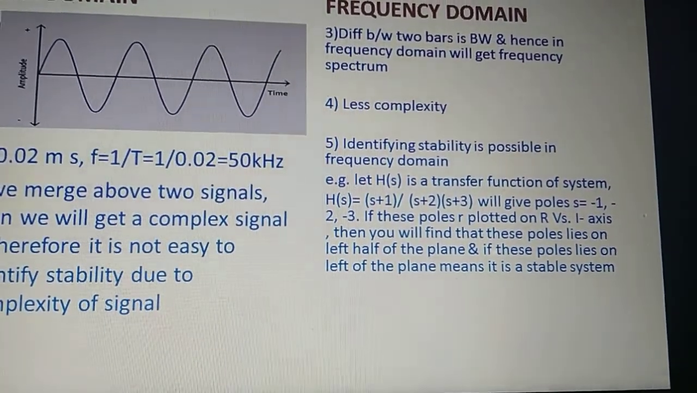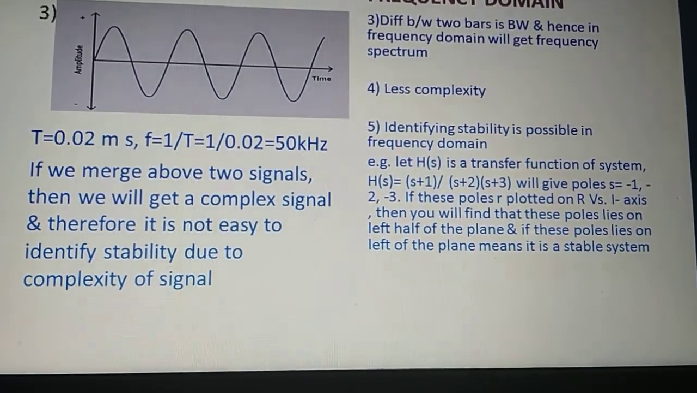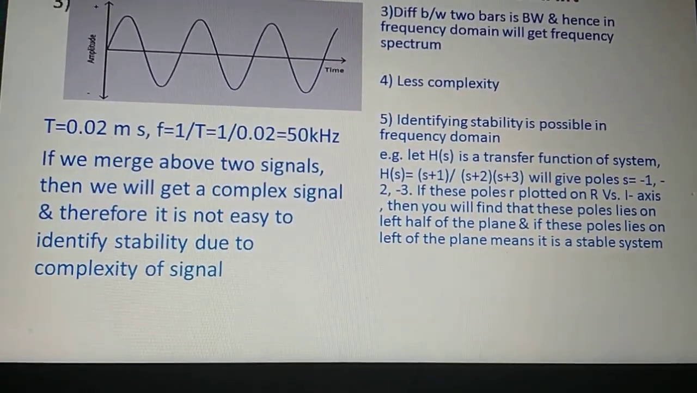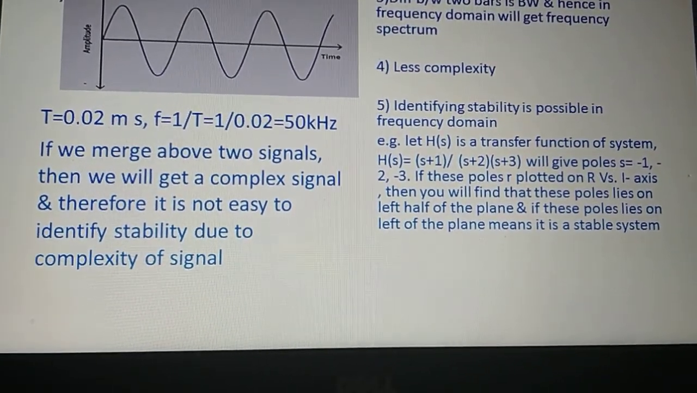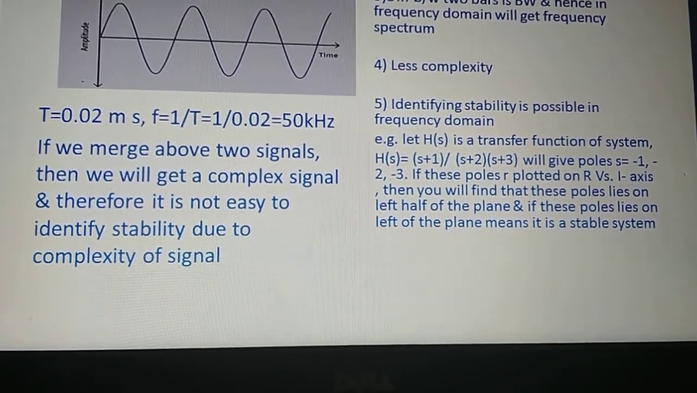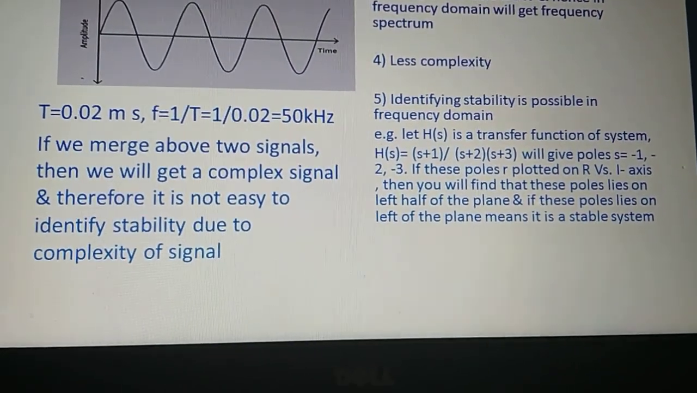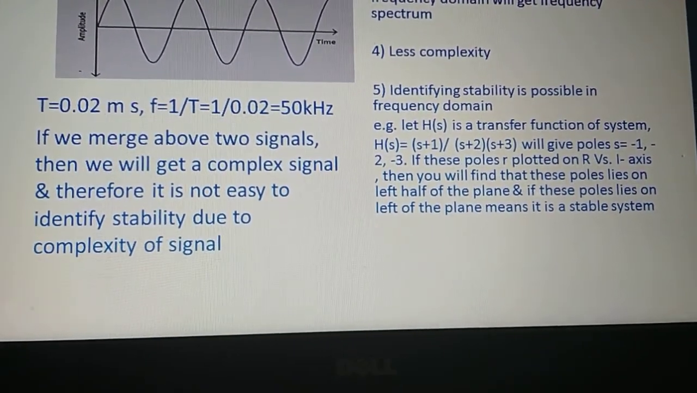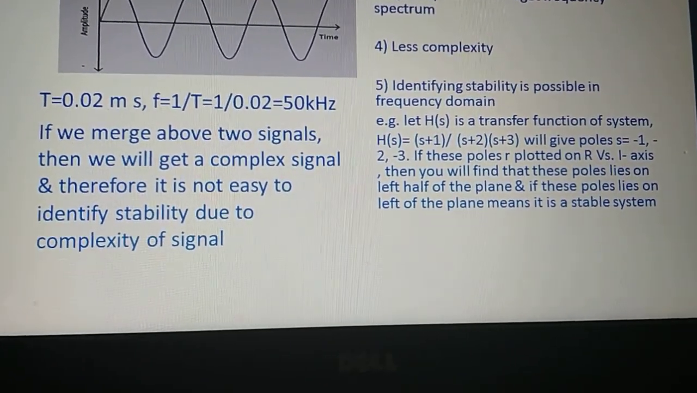Now let us consider H(s) is a transfer function of the system, and H(s) is equal to (s + 1) divided by (s + 2)(s + 3). This will give you three different poles for the values of s equals -1, -2 and -3.